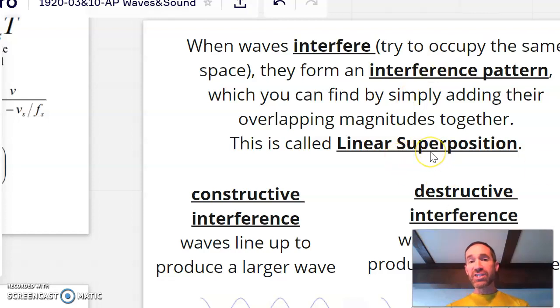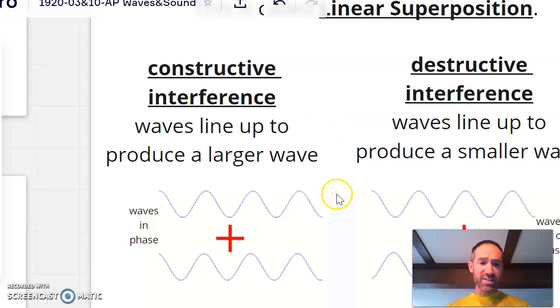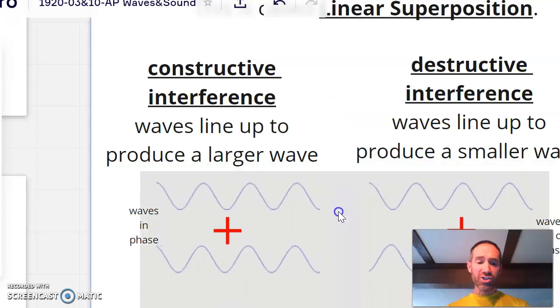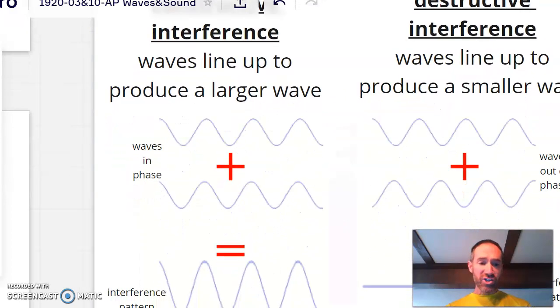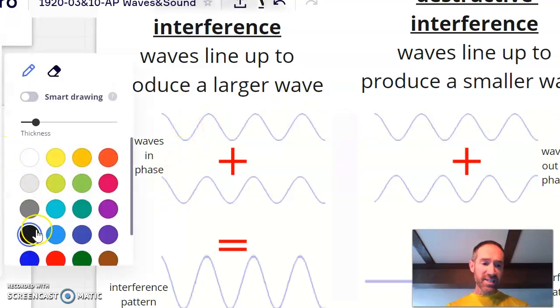That idea that I just explained is called linear superposition. Linear superposition is saying that all you have to do to get the interference pattern is add the two magnitudes together. Sometimes you'll get the waves lining up so that you get a larger wave, and we call that constructive interference. You see, these two waves are in phase. In phase? Yes, in phase.